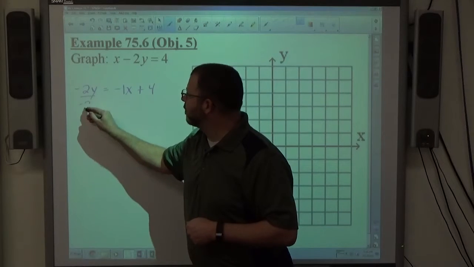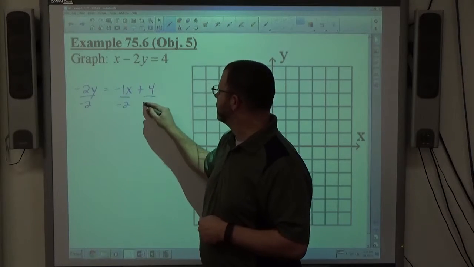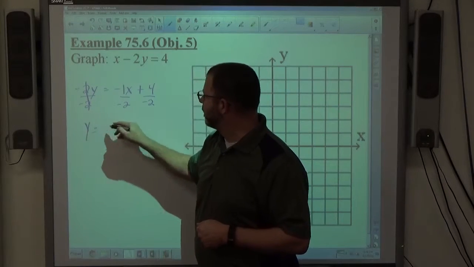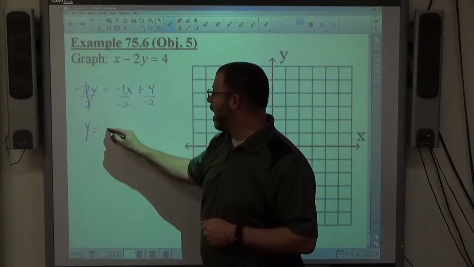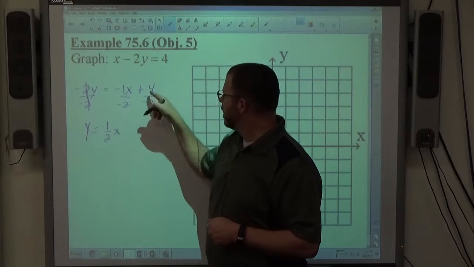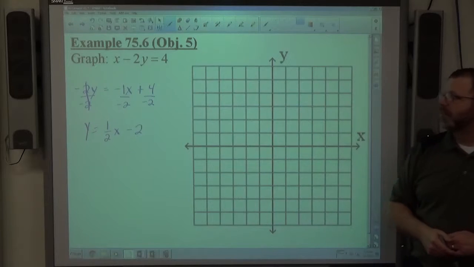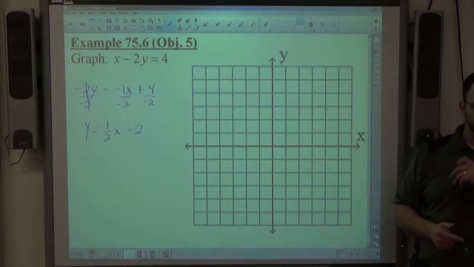Divide by whatever's in front of y, like so. The negative 2 and negative 2 reduce to make 1y. Negative 1 over negative 2 is positive 1/2 x. 4 divided by negative 2 is negative 2. That's one technique to get y equals.